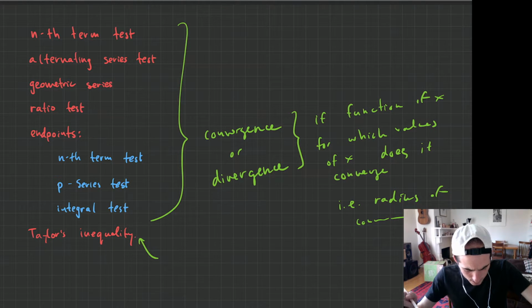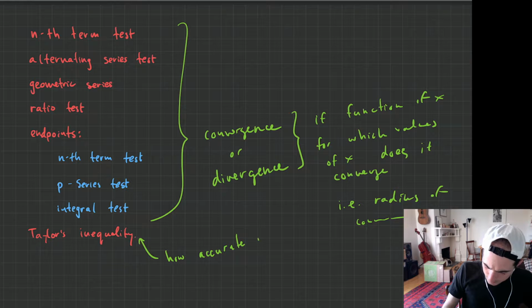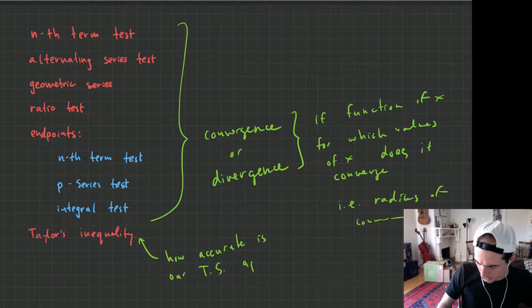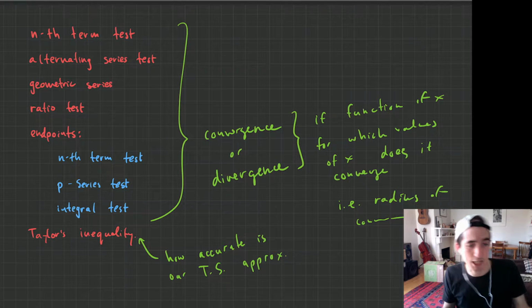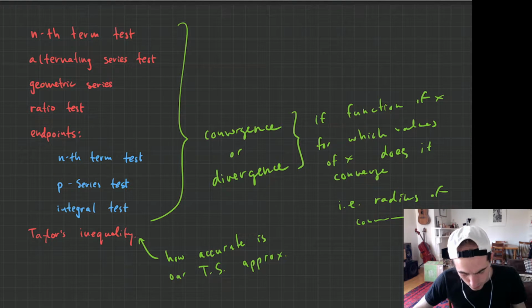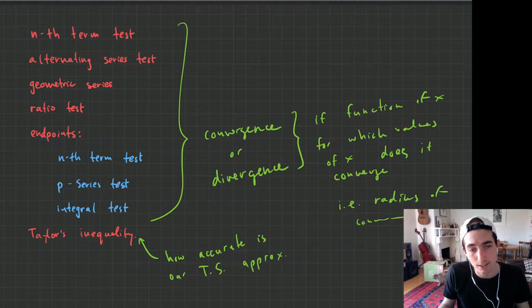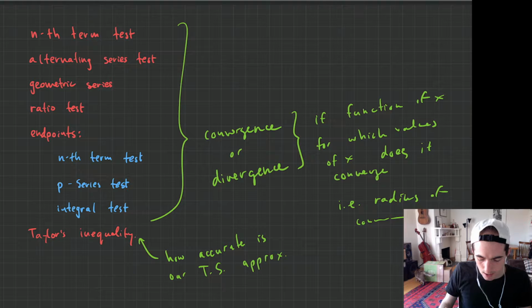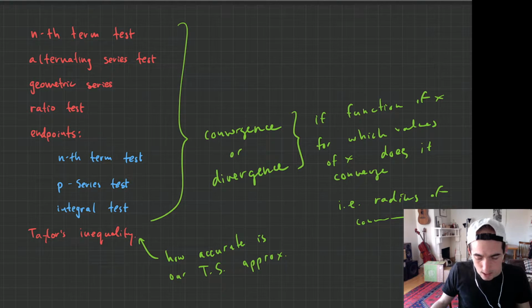Anyway, with Taylor's inequality, this is about how accurate our Taylor series approximation is. That's really what Taylor's inequality is all about. Is our Taylor series actually a good approximation to our function? We've seen so far that it can be pretty good. It looks pretty good so far. But yeah, that's really what we're doing. This is what this is all about.